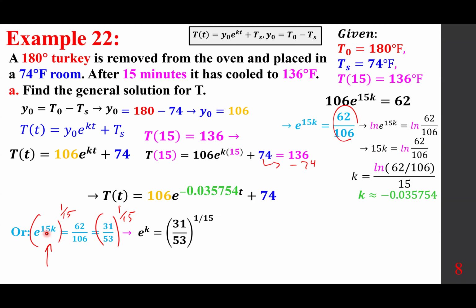So if e to the power of k is that, e to the power of kt is the same thing times t, this one. And so now, I hope you see, take a look at what we had here. This is a little bit more precise. T of t is 106 times (31 over 53) to the power of t over 15, plus 74.